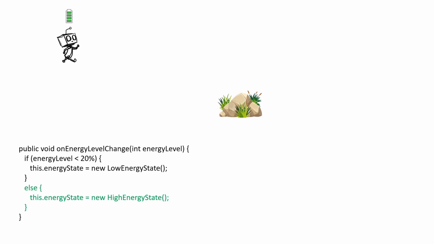Before closing, let's run a quick animation to demonstrate our use case. Imagine we have a robot which explores the area around it. Initially the robot is fully charged, so its energy state is set to high, and the robot is moving fast.